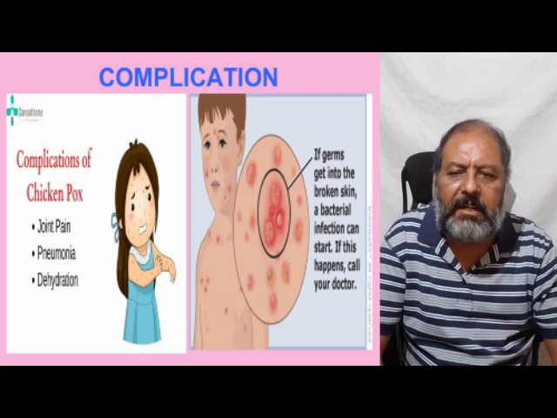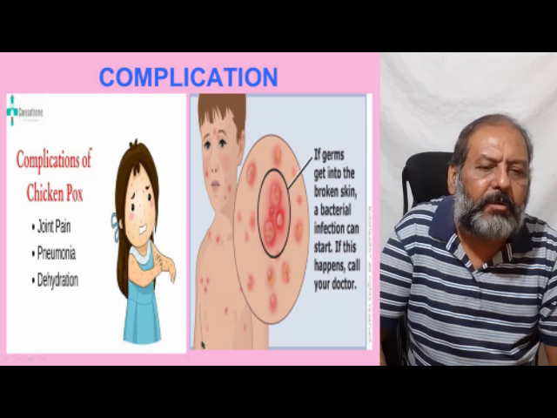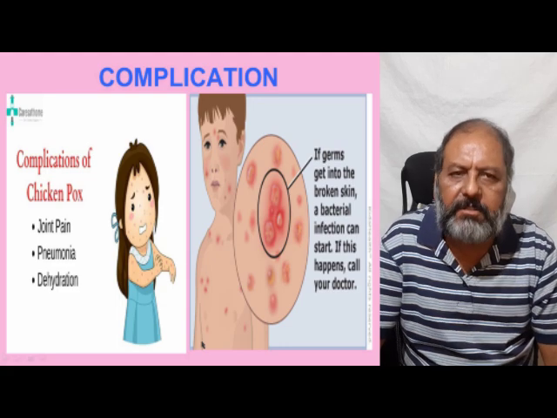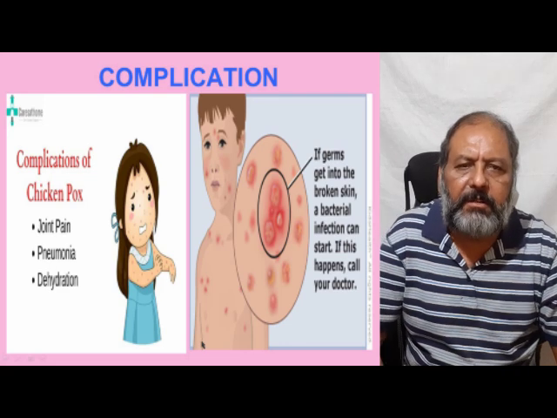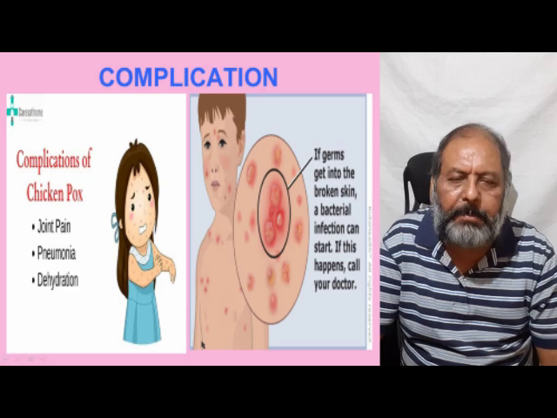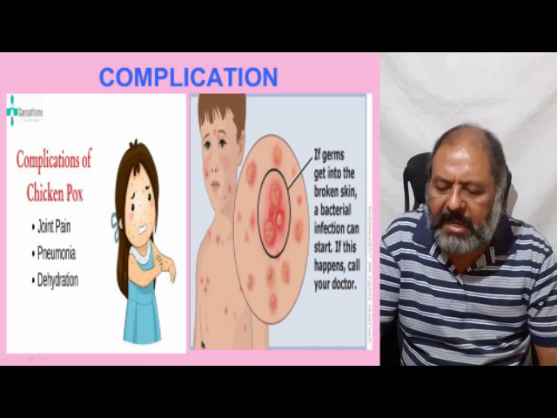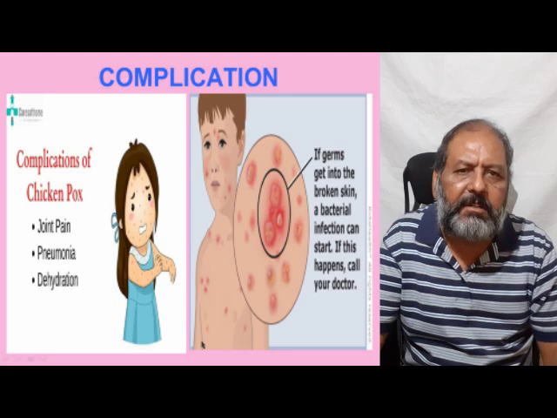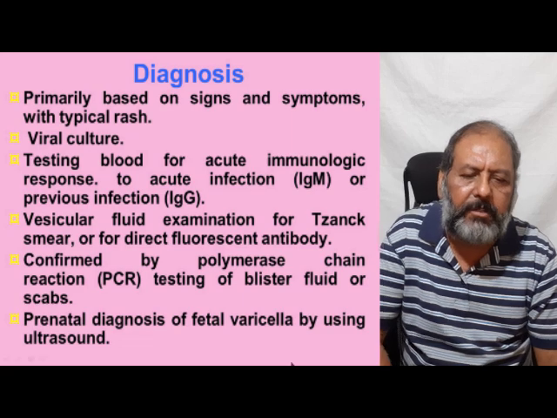So here one can see the complications: joint pain, pneumonia, dehydration. If the germs get into the broken skin, a bacterial infection can start. If this happens, just have the treatment for the infection. It is usually said that viral disease does not need any treatment, but there is a break in the skin because of these lesions, and there is a very easy chance for the entry of bacteria and to cause bacterial skin infection, which definitely needs strong treatment to curtail the spread of the infection.